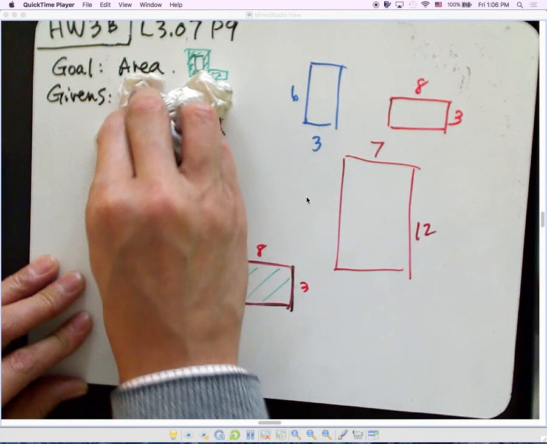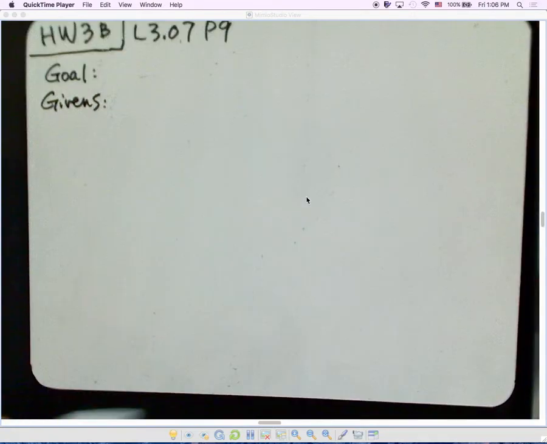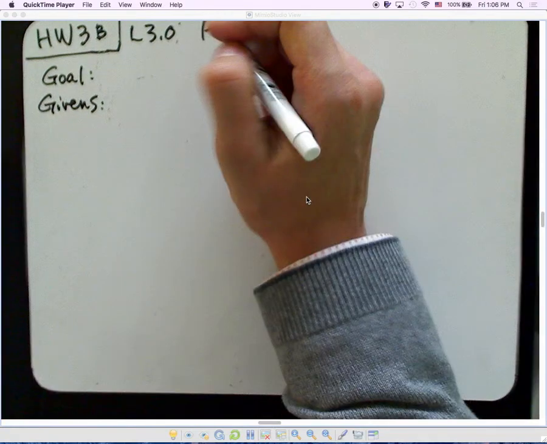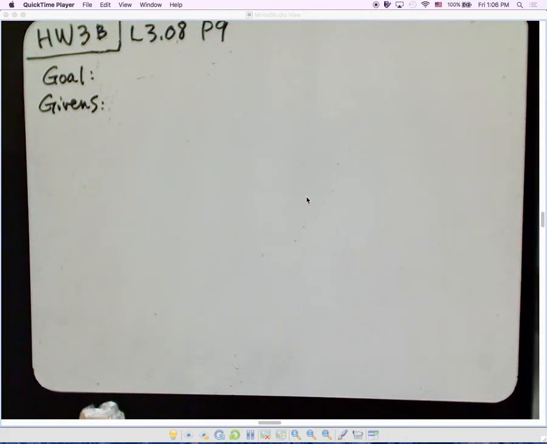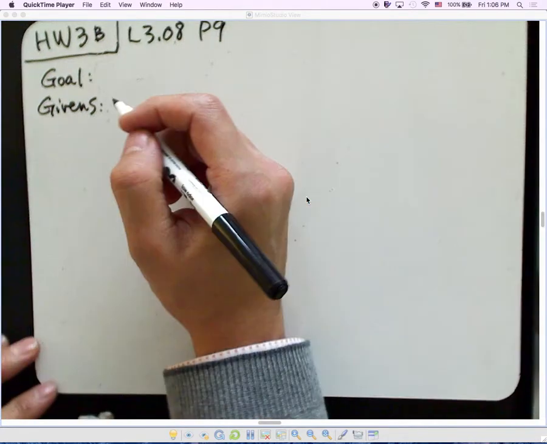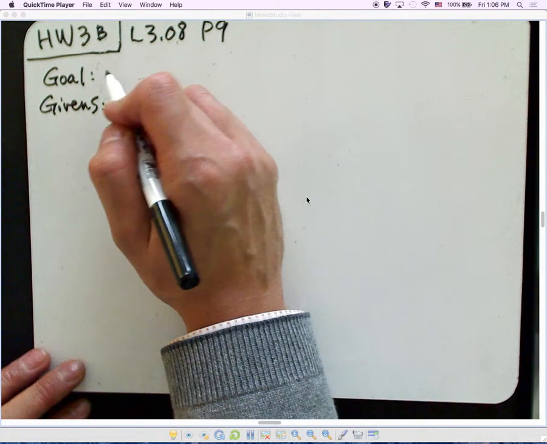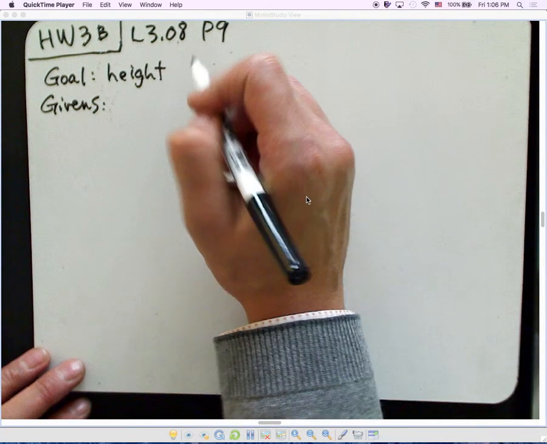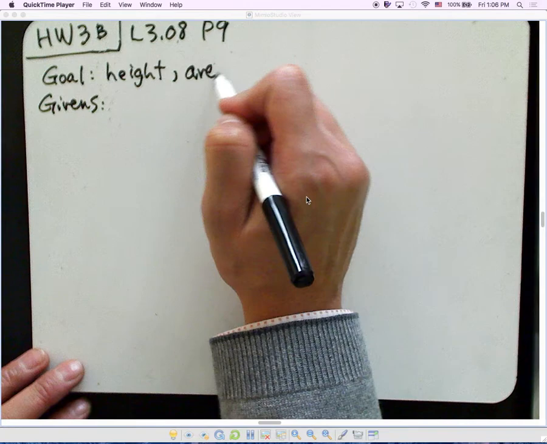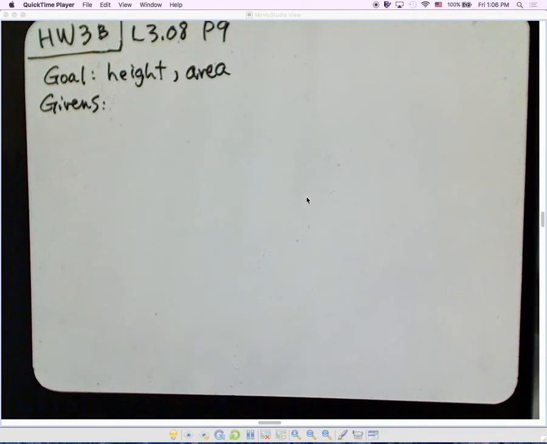Moving on, let's look at lesson 3.07, 8, problem number 9. Give each value for the right triangle shown. A is the height from vertex A to base segment BC. So the goal is to find the height for part A, area of the figure for part B, and C, I want you to do it by yourself. I'm not going to give you any hint.